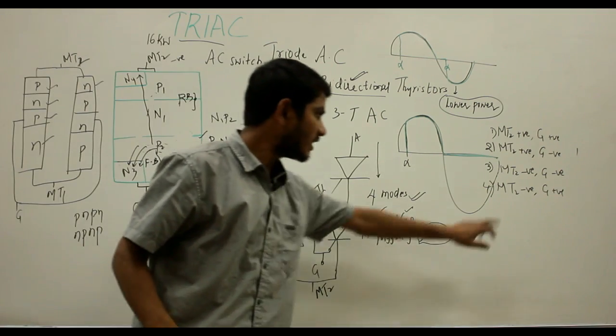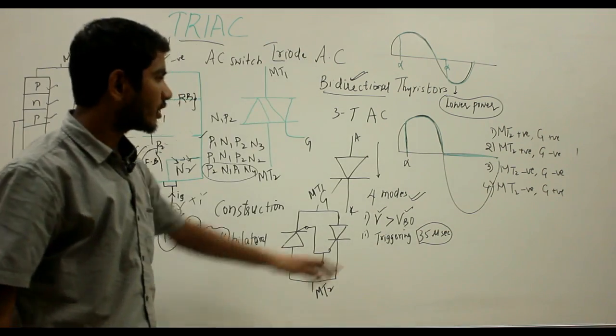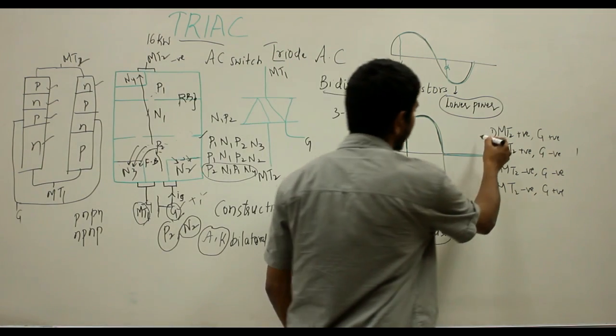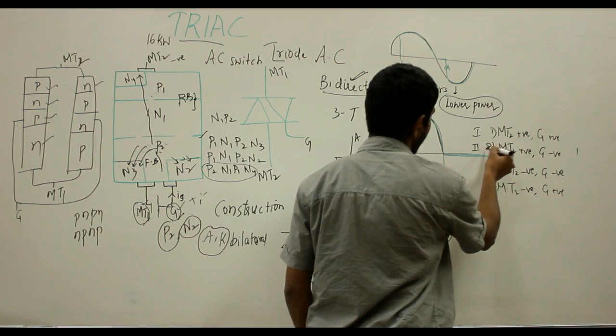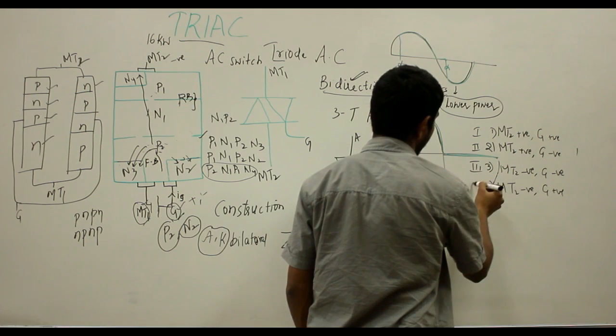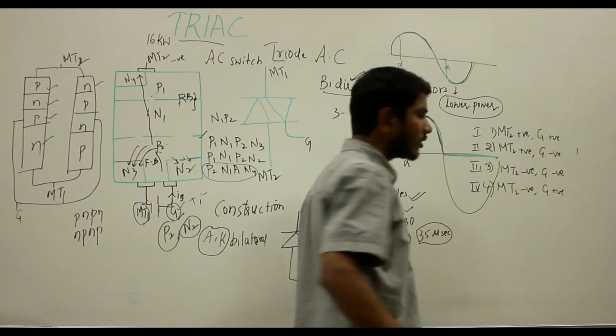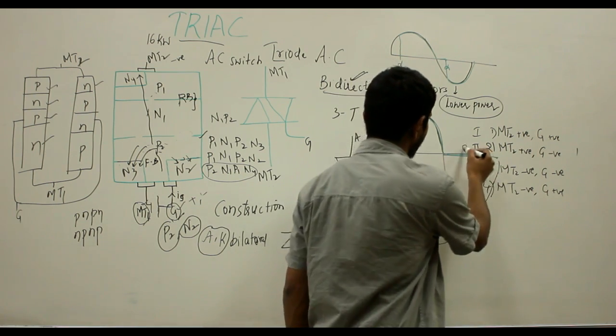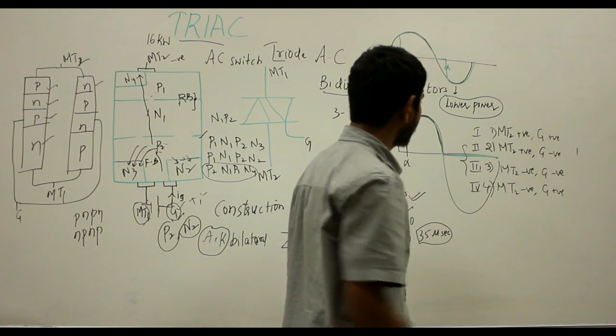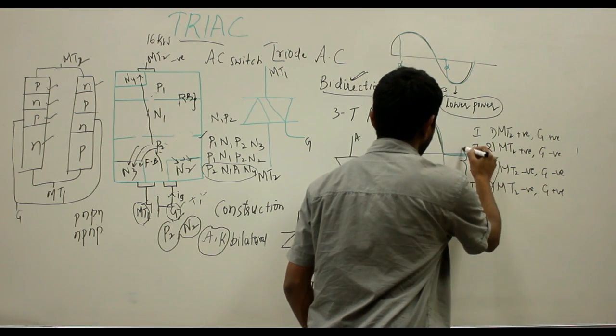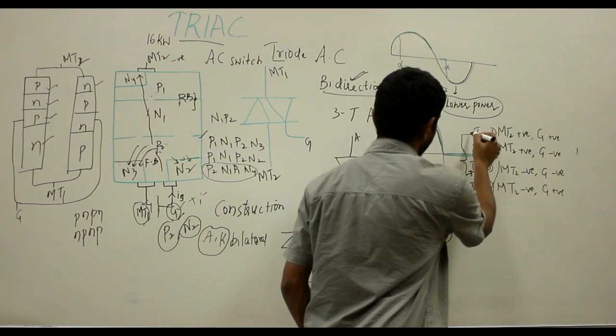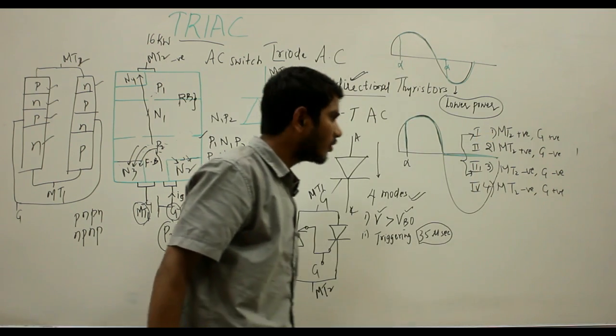So these are basically the 4 modes which are operating in the 4 quadrants. So this will be your first quadrant, this will be second quadrant, this will be third quadrant, this will be fourth quadrant. So of all the 4 modes we are basically using only the 2 modes, that is the first mode, this mode and this mode. These two modes are only being used.